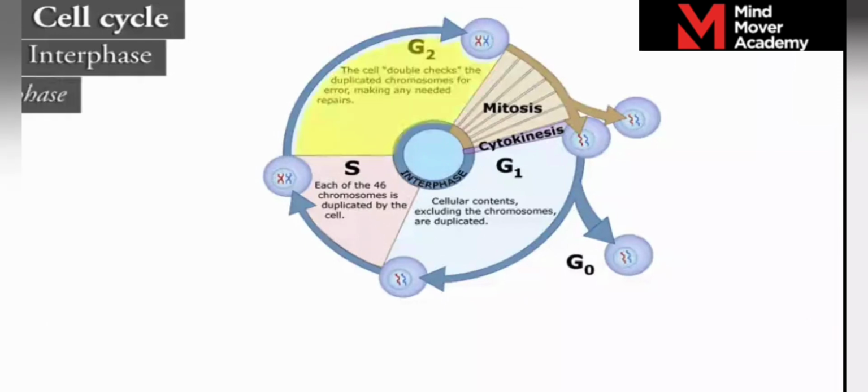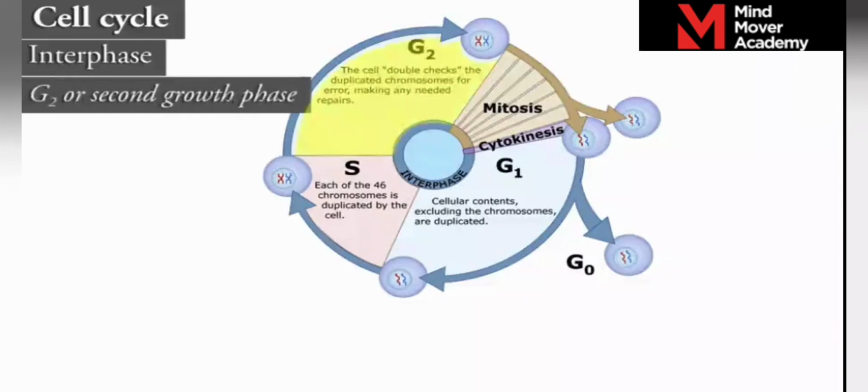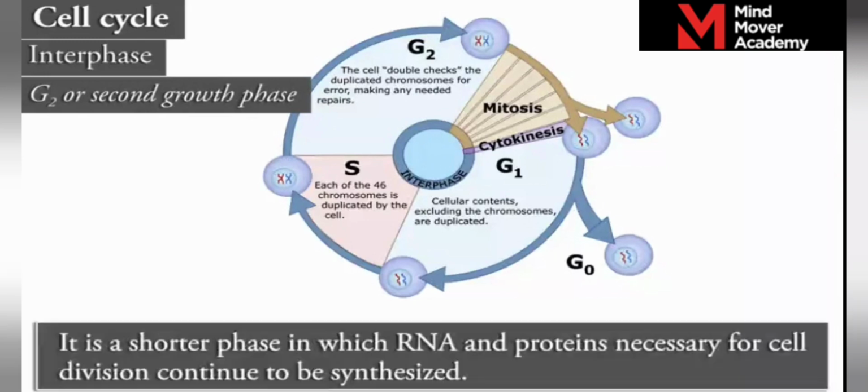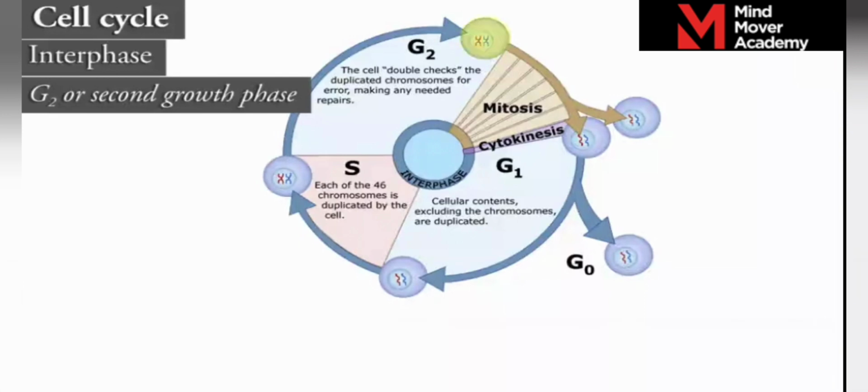Third phase is G2 or second growth phase. It is the second gap phase after DNA replication. It is a shorter phase in which RNA and proteins necessary for cell division continue to be synthesized. Now the cell becomes ready for next cell division, that is, mitosis.